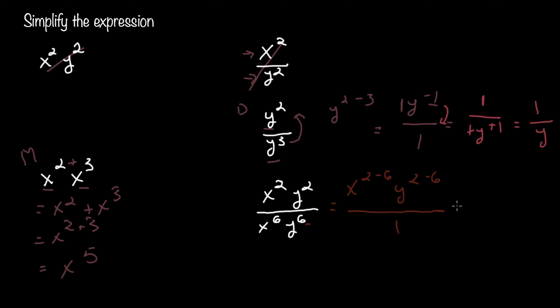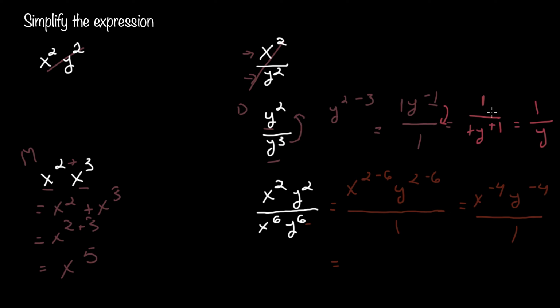So what's our next answer? Well, we're going to simplify this further. 2 minus 6 is x to the negative 4. And as well, y squared minus 6 is y to the negative 4. And what we're going to have is a 1 as well. I'm going to keep simplifying.